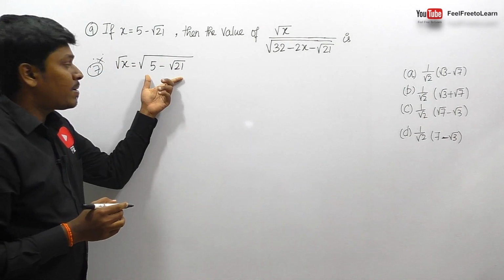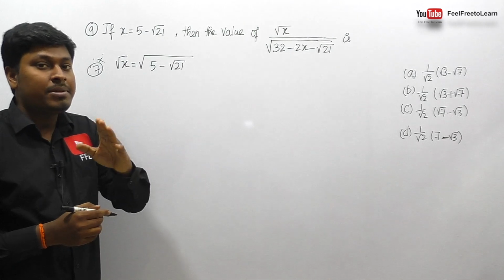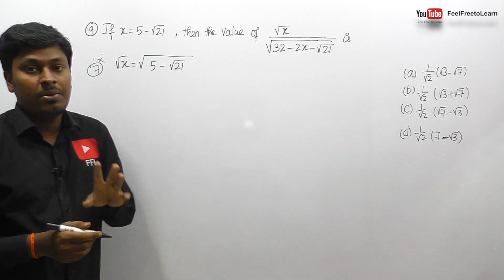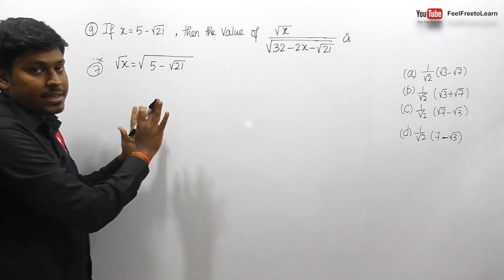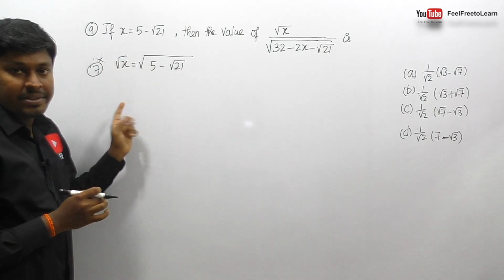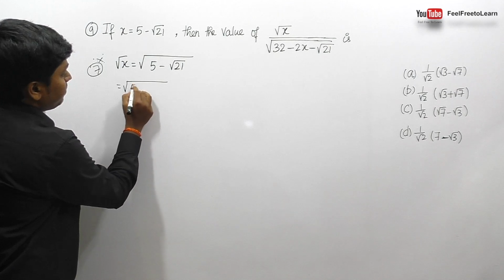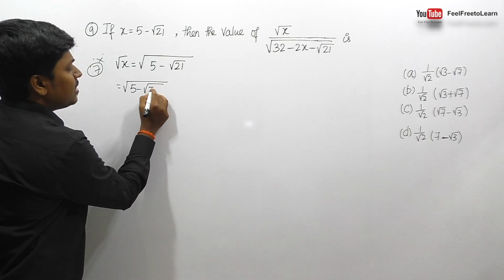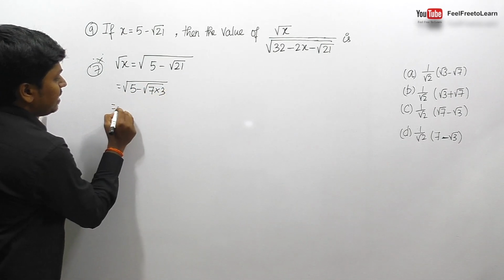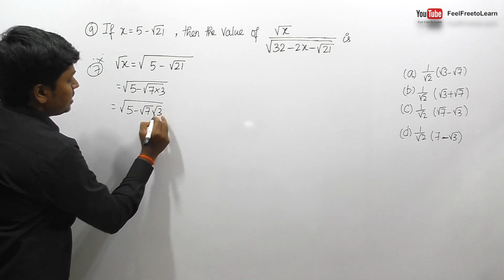If you find an expression like this, always try to convert it in terms of (a plus b) the whole square or (a minus b) the whole square. That is the only way to solve this expression, right? If you didn't watch question number 7, kindly go and watch it. So this can be written as root of 5 minus 7 into 3, which is 21. Finally, this can be written as 5 minus root 7 and root 3.